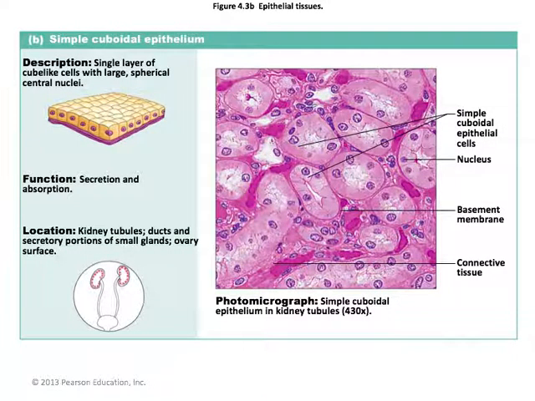Here we have our next level up, simple cuboidal epithelium. Very recognizable once you get used to what you're looking for. As you can see, a single layer of cube-like cells. The function here is secretion and absorption. A very famous place to find this stuff is in the kidney tubule cells. And let's take a look at it.